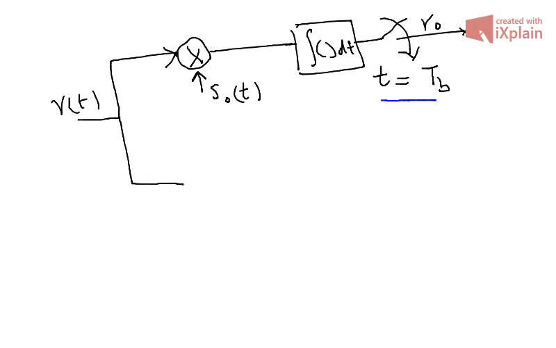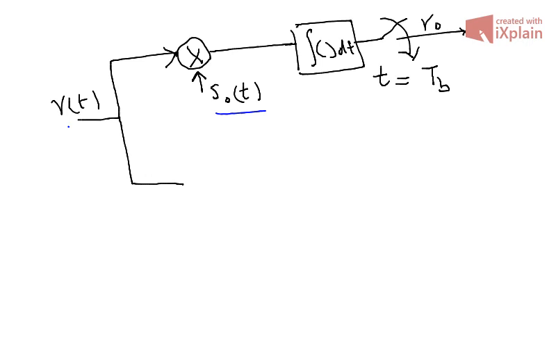Similarly, in the lower branch, now this upper branch, the result of this upper branch gives us a number R0 which represents the correlation of received signal with S0, right? This number represents the correlation of r of t with S0 of t.